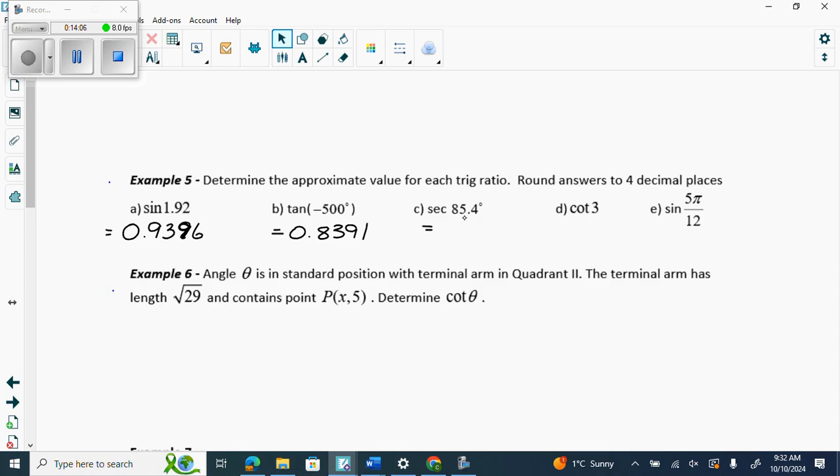Secant, if I don't know how to type in secant, I go to my formula sheet and it says 1 over cos of whatever the angle is. Has to be in degree mode. What's 1 divided by cos of 85.4? Cotan of 3 is the same as 1 over tan of 3. Has to be in radian mode. What do we get? And then sine of 5 pi over 12.